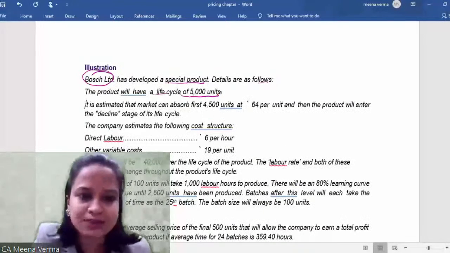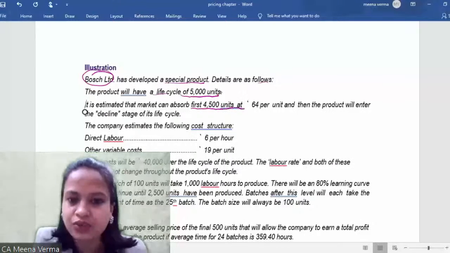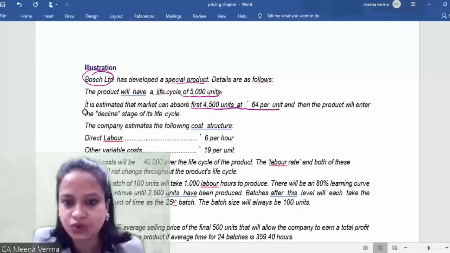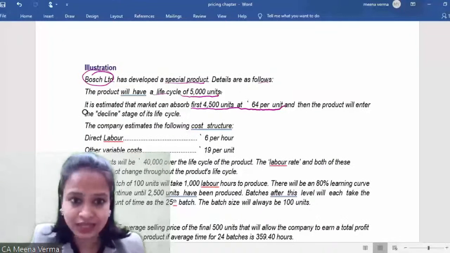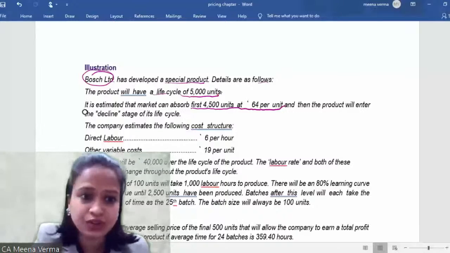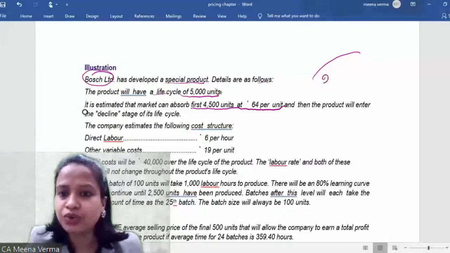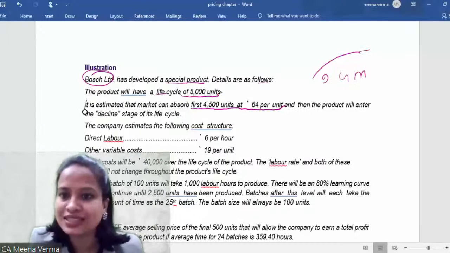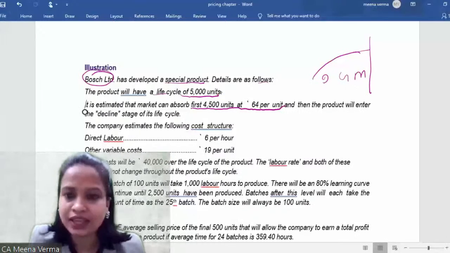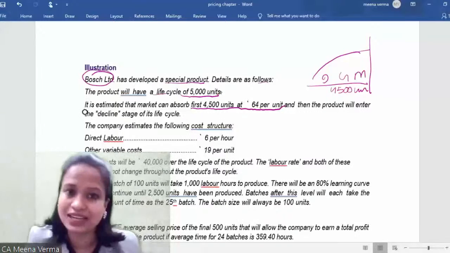It is estimated that the market can absorb 4,500 units at rupees 64 per unit, and then the product will enter the decline stage. So it means that up to the intro, growth, and maturity stages, this market can absorb 4,500 units. And after this they will reach the decline stage.